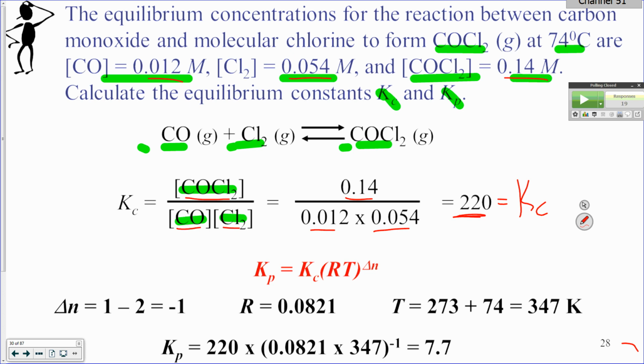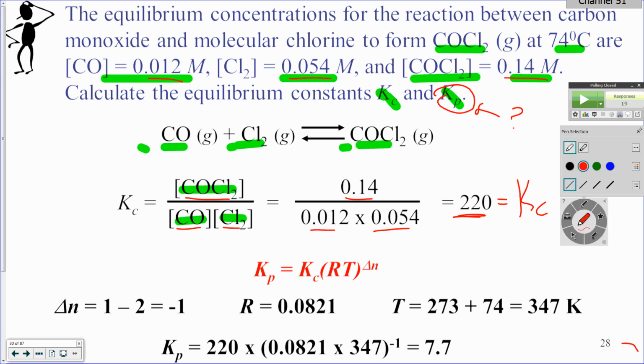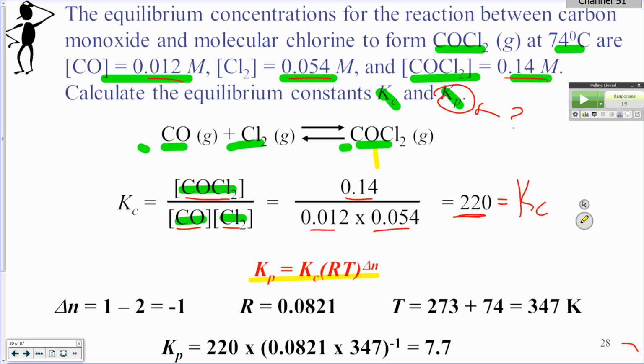Now what I want to do is take the relationship to find out what is K sub P. So now I'm going to take the equation that we derived on the previous page, and K sub P is equal to K sub C times RT to the delta N. Now in this case, delta N is a minus 1. So the summation of the products is 1, the summation of the reactants is 2. 1 minus 2 is a negative 1. So delta N is a minus 1.